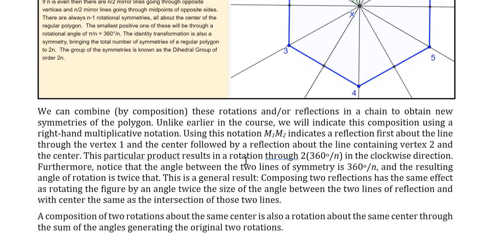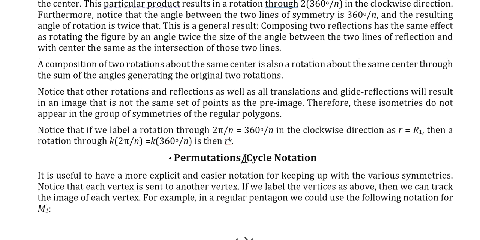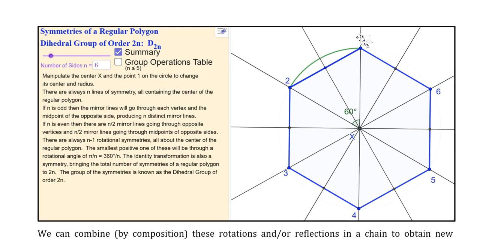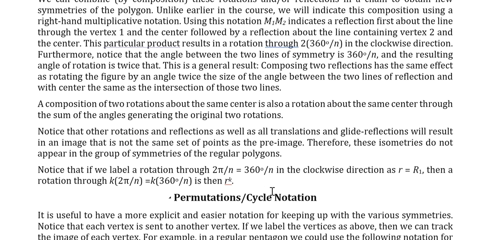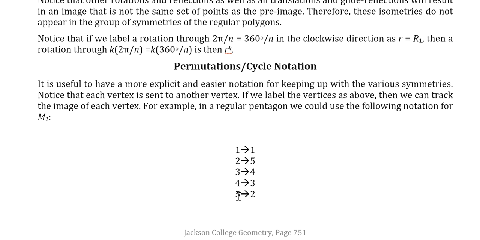So let's look at that one here. That's the mirror image about line 1. So that's the one that fixes 1. So notice this one's going to fix 1 and 4. Looks like we're on a hexagon here. So 1 and 4. Okay, but if we reflect about that line, 1 and 4 will be fixed. They're not moving. But 2 is going to go to 6, but 6 is going to go to 2. 3 is going to go to 5, 5 is going to 3. So that's what we have here.